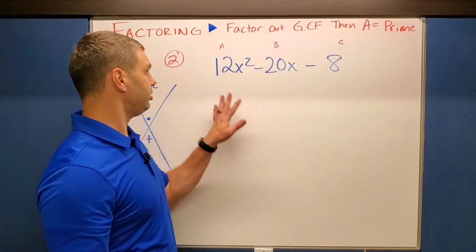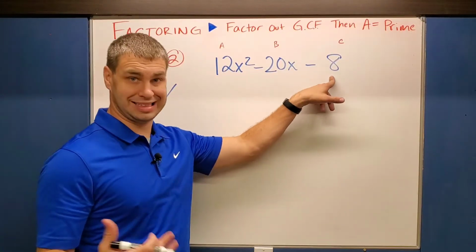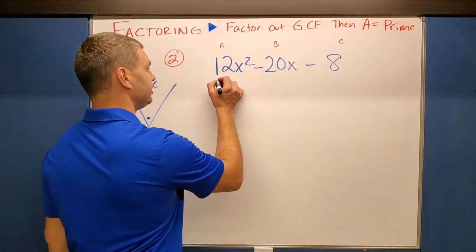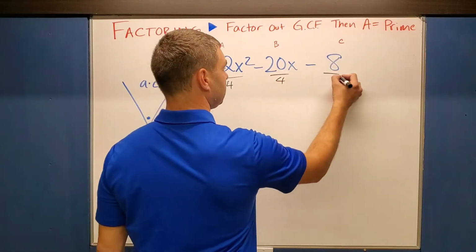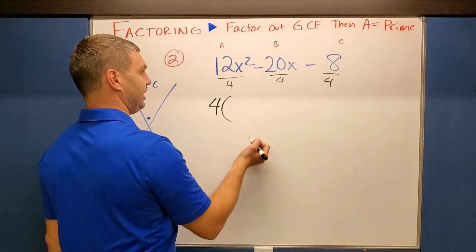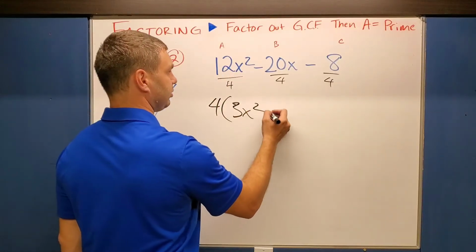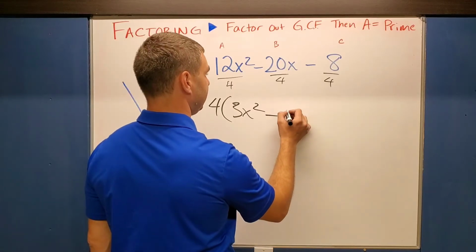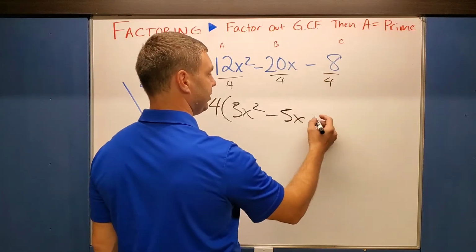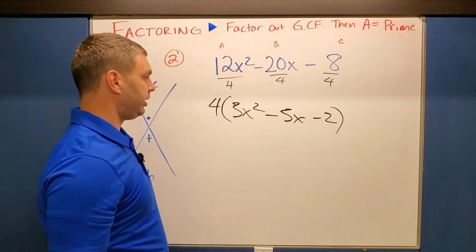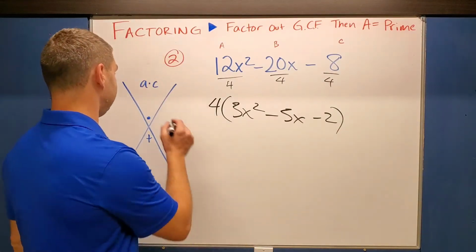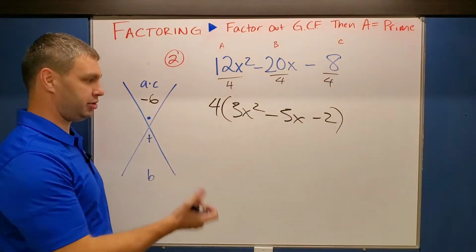All right, example 2 says 12x squared minus 20x minus 8. It looks like the only GCF I can take out of these is a 4, okay? So divide each by 4, and what that leaves me with is 4 times the quantity of 3x squared minus negative 20 divided by 4 is 5x, and then negative 8 divided by 4 is negative 2. Okay, so now my new A times C is 3 times negative 2, which is negative 6. Again, throw that into your graphic organizer.